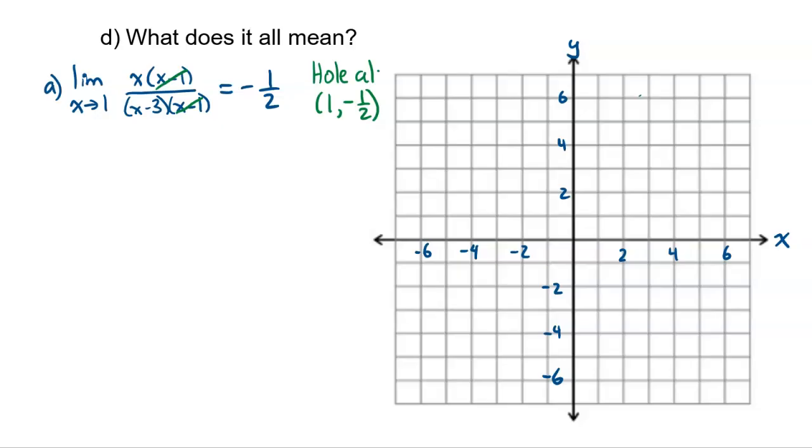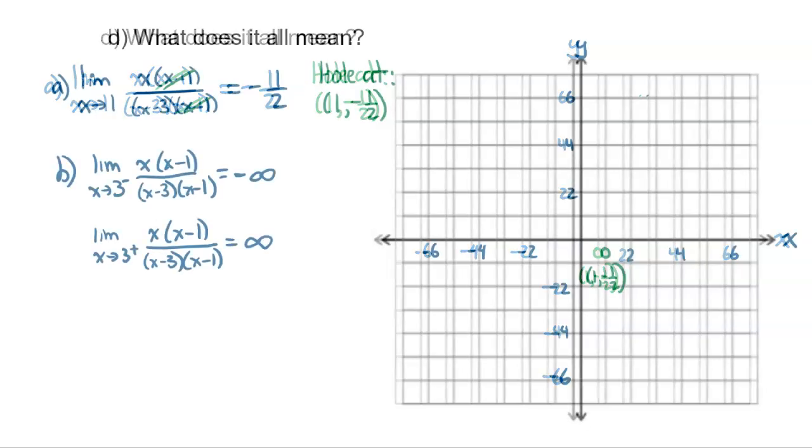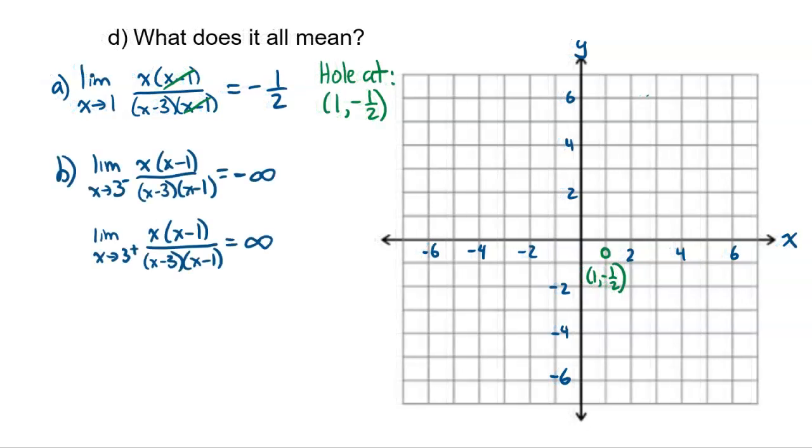And we can put that on our graph at positive 1 on the x-axis and negative 1/2 on the y-axis. We put a little hole there, a little circle. So it's like a dot that hasn't been filled in. The next thing we had was we had a limit at the vertical asymptote.